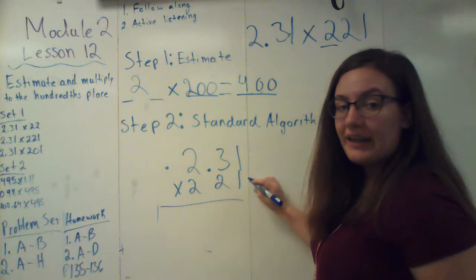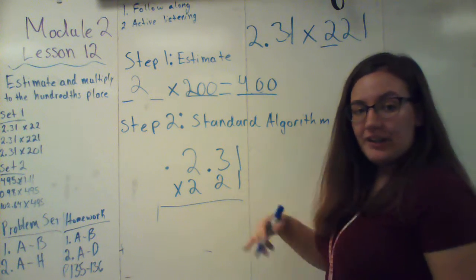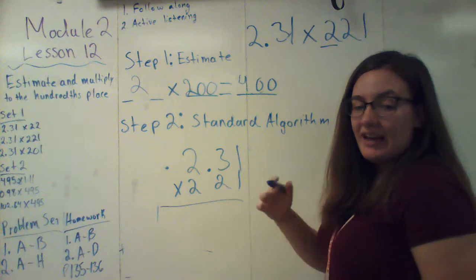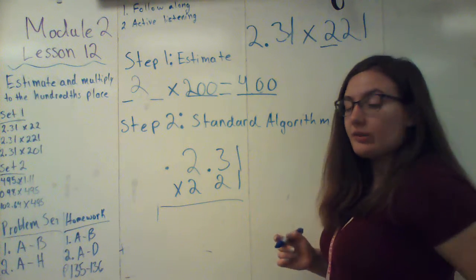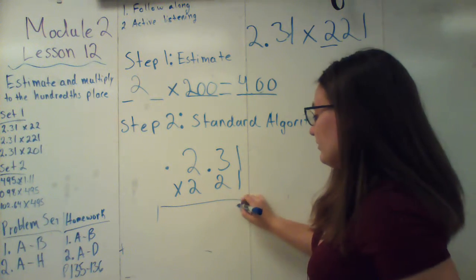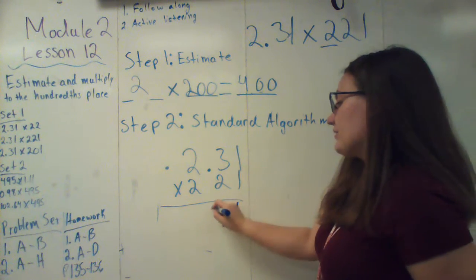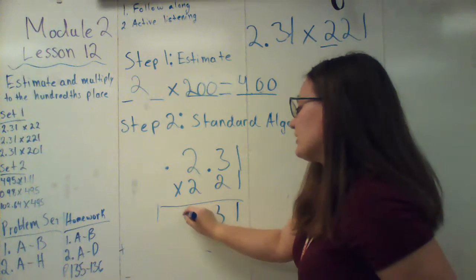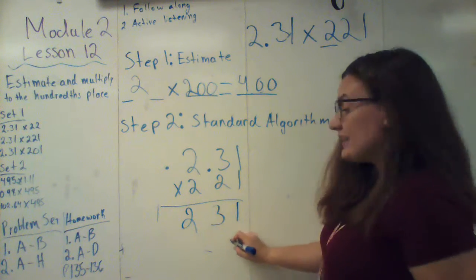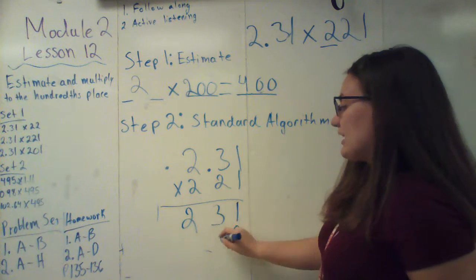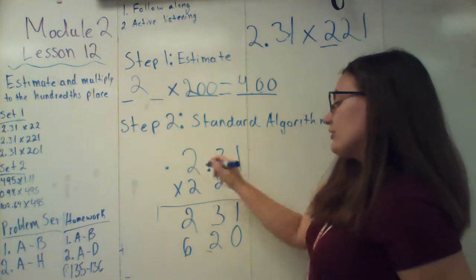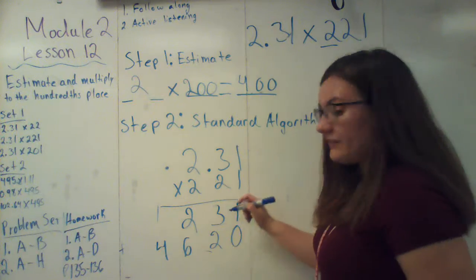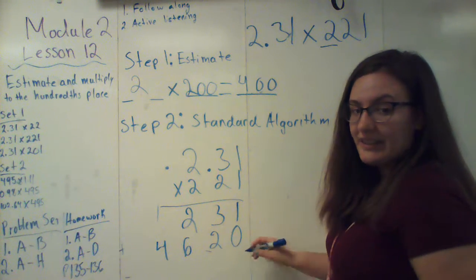So let's start multiplying. Remember, I would like you to pause the video, try this, and then replay the video and fix whatever mistakes you may have made along the way. So I have 1 times 1, which is 1. 1 times 3 is 3. 1 times 2 is 2. Then I need to add a 0. I do 2 times 1, which is 2. 2 times 3 is 6. 2 times 2 is 4. So again, very similar to the last problem that we just did.